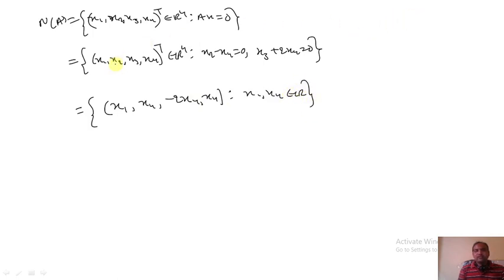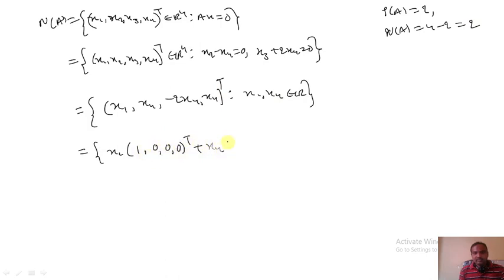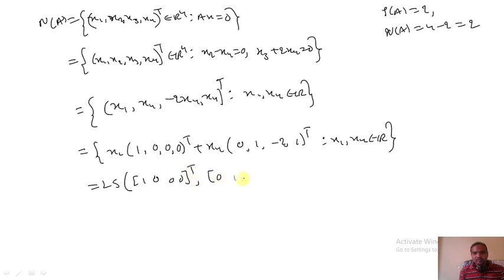Directly, we know how many vectors there are in a null space. If the rank of A is 2, then the null space of A has dimension 4 minus 2, so it must have two elements. x1, x4 are the unknowns, so we should get a span of two vectors. Taking x1 and x4 common, x1(1, 0, 0, 0) transpose plus x4(0, 1, -2, 1) transpose, such that x1 and x4 belong to R. This is the linear span of (1, 0, 0, 0) transpose and (0, 1, -2, 1) transpose. This is the null space.